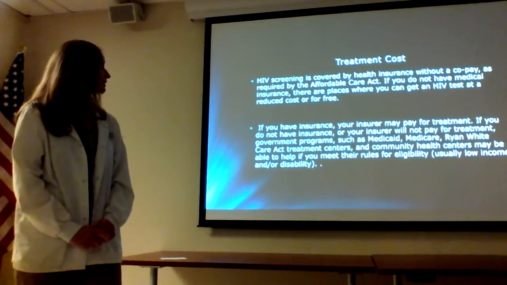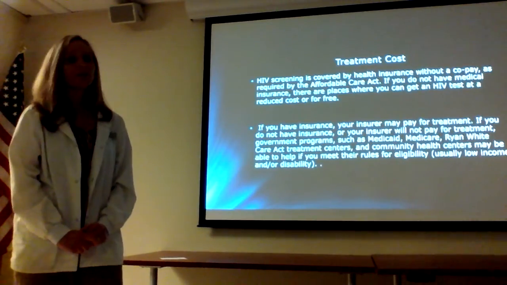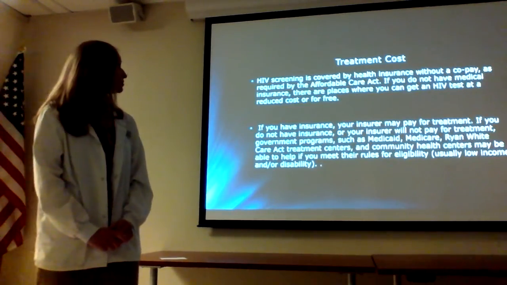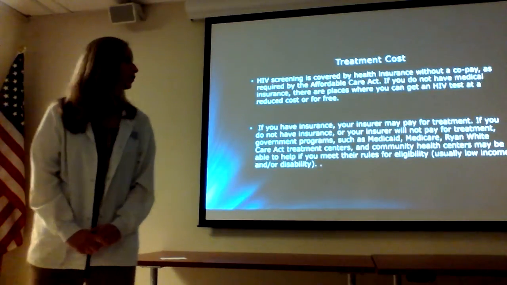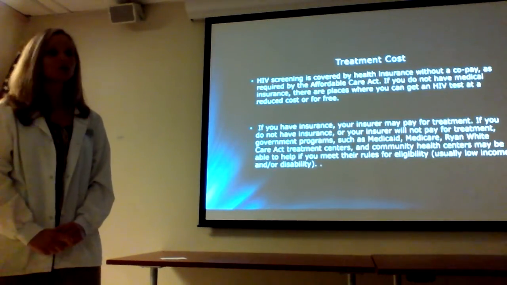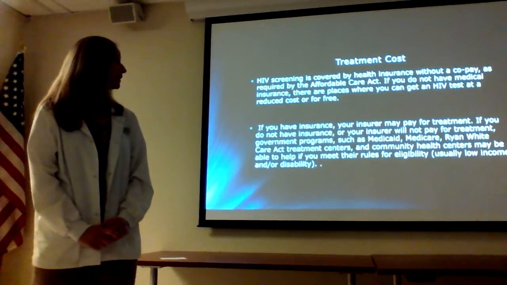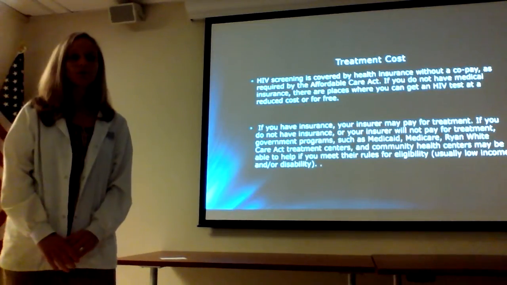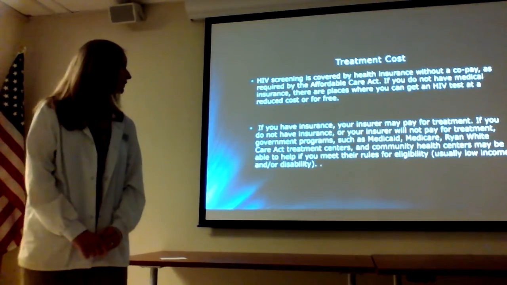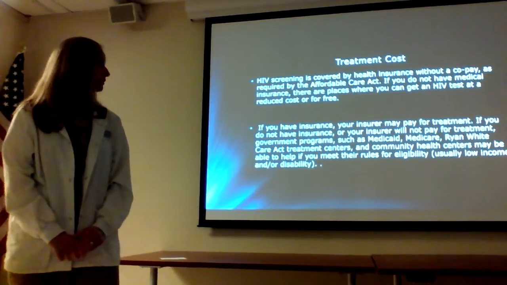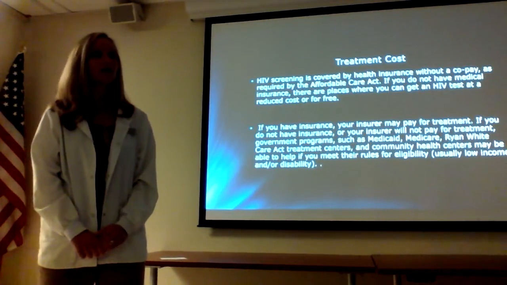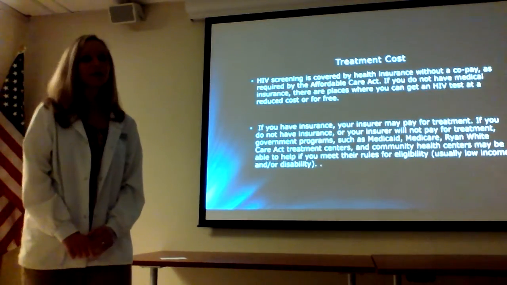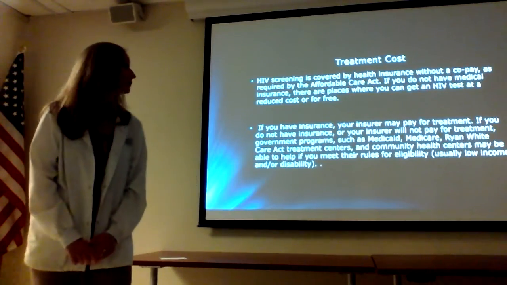HIV screening is covered by health insurances without a copay due to the Affordable Care Act. If you do not have medical insurance, there are places that you can go for treatment and or testing at a reduced cost. If you have insurance, your insurance company may pay for treatment. If you do not have insurance or your insurance company will not pay for treatment, there are government programs available such as Medicaid, Medicare, the Ryan White Care Act, and community health centers may also be able to help aid in the cost of HIV.